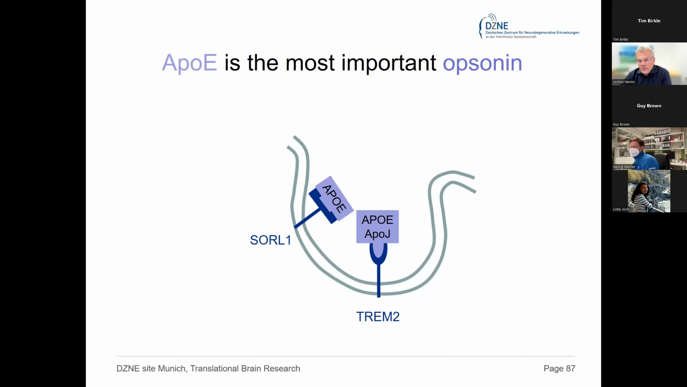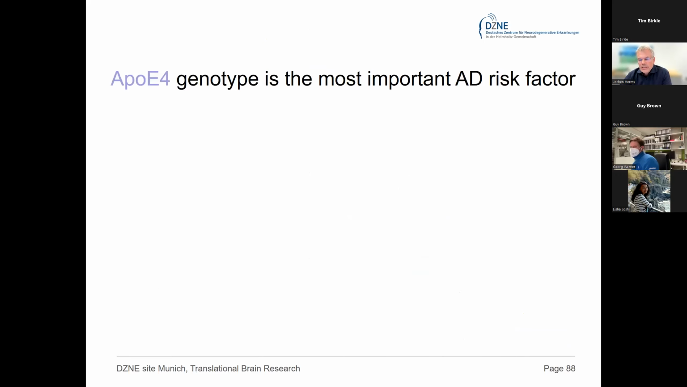So ApoE is actually probably the most important opsonin. It binds to Sol1 or to TREM2. And actually, as I guess you know, the ApoE4 genotype is the most important AD risk factor.